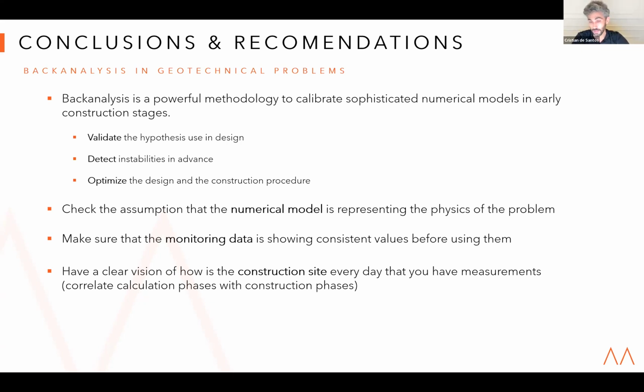Because sometimes, and especially from my experience, I spend most of my time doing calibrations, trying to figure out how was the construction site the day that I had data. So that's really important. And actually, that's something that we focus on when developing this technology, to make it easy to connect design, construction, and data, so that then we can analyze something.